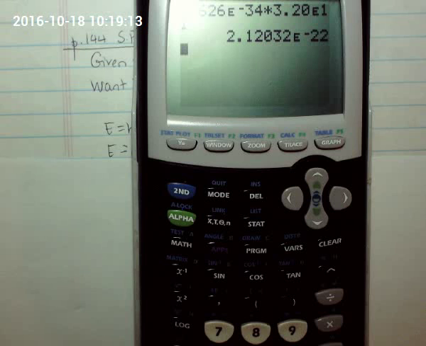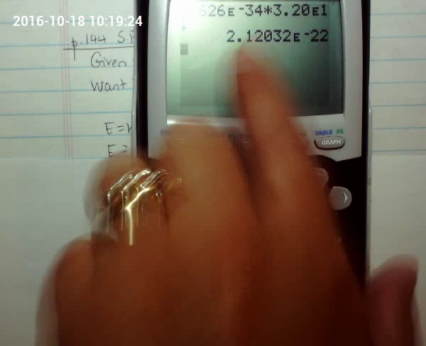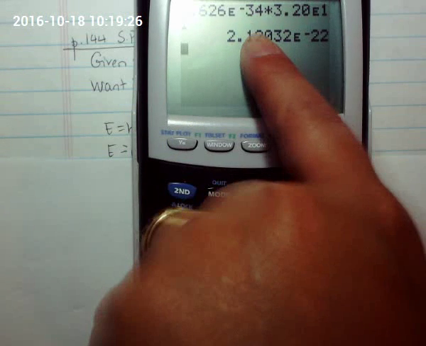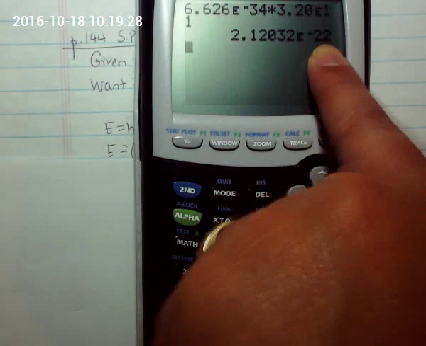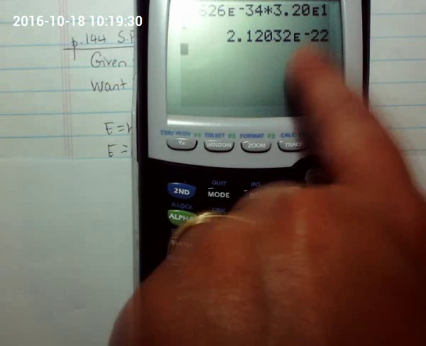What should I write down? 2.12 times 10 to the negative 22nd. Okay, again, pay close attention. Nick, okay, as you're dozing off. Make sure that you look all the way to the end and that you write down that exponent.